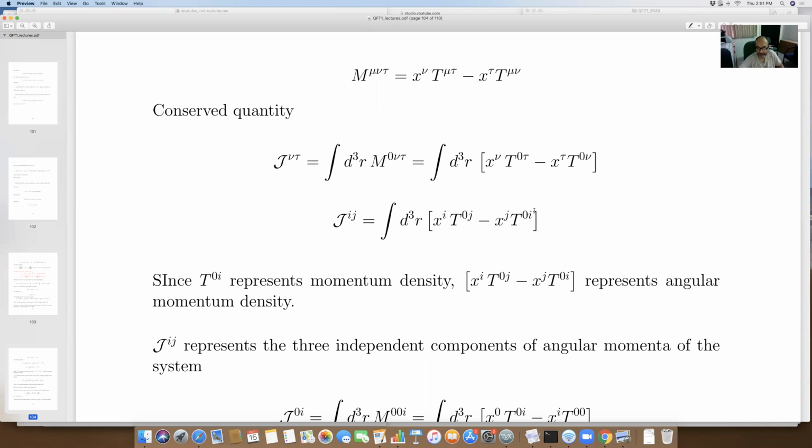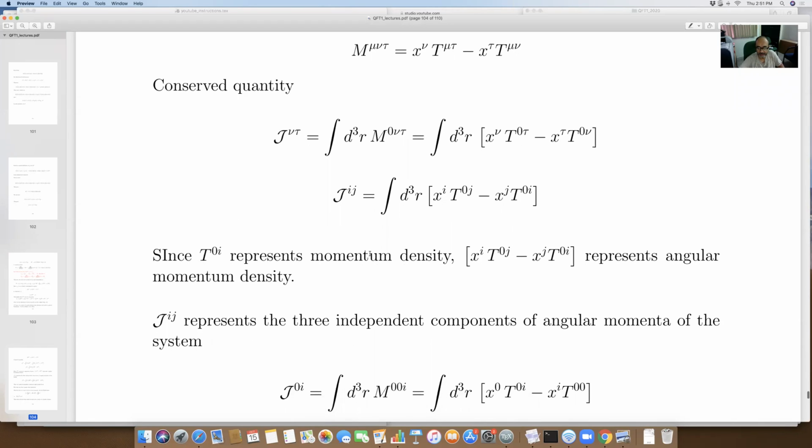Because xi pj minus xj pi is the angular momentum. x1 p2 minus x2 p1 is the angular momentum in the third direction, and so on. x2 p3 minus x3 p2 is the angular momentum in the one direction, and so on. So xi times the density of momentum in the jth direction minus xj times the density of momentum in the ith direction has the interpretation of the angular momentum density. So its integral should correspond to the total angular momentum. Is this clear? So there are 3 of these, because these are a 3 by 3 antisymmetric matrix, and these represent the 3 independent components of angular momentum of the system. Any question?